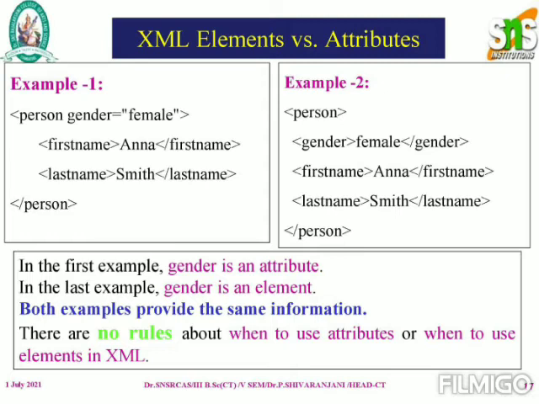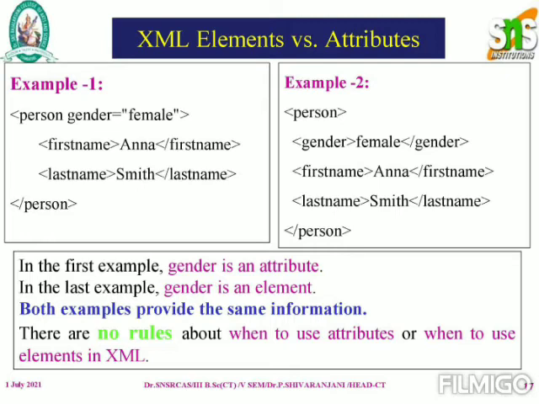Okay. So here the first name is Anna and the last name is Smith in the first example. And similarly in the second example, the first name is Anna and the last name is Smith. So both examples provide the same information. So there are no rules about when to use attributes or when to use elements in XML. You can use anything at any time, wherever you need it. So there are no specific rules for describing your XML elements or attributes.